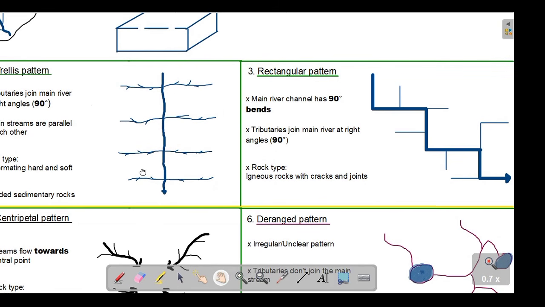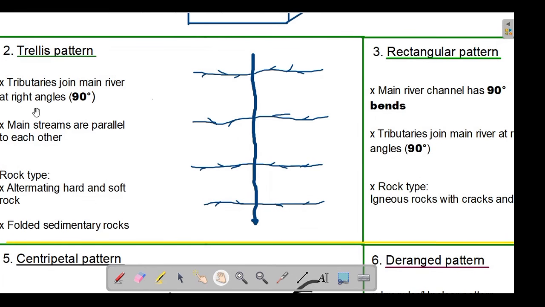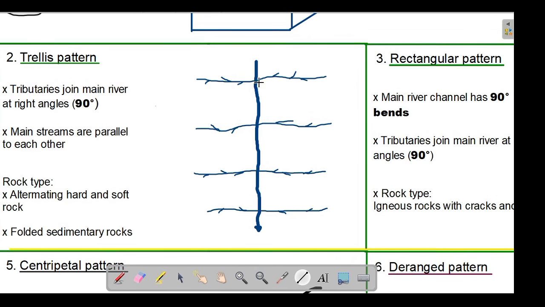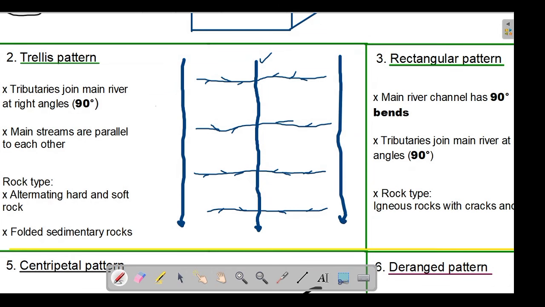Okay, so let's start with the trellis pattern. The trellis pattern has tributaries that join the main river at right angles. Okay, that's fine. But the defining characteristic of trellis pattern is that the main stream is straight. Okay, the main stream or the main river channel is straight, guys. Okay, it does not have any bends, it does not twist and turn, it moves straight. Okay, so that is the trellis pattern, right? So in this pattern, you'll find out that main streams are parallel to each other. Okay, so this is the main stream, that is one main stream. You could have another main stream next to this one, like that. Okay, another main stream like that. And then you could also have another main stream over there moving like that. Okay, so as you can see, all of these main streams are parallel to each other.